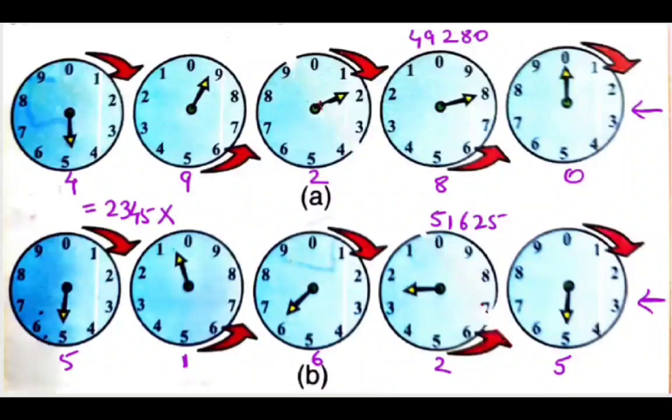Now this is multiplied by the per unit charge, which is 6.25. So when we multiply 2,345 units by 6.25, the bill amount generated will be 14,656.25. Understood how it is calculated every month?